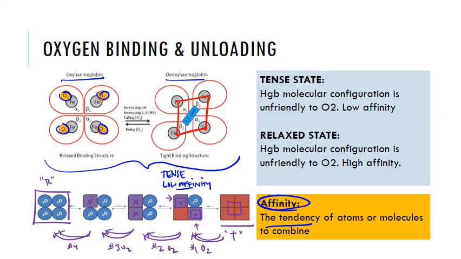So this is not a linear progression of oxygen attachment. This is more of a sinusoidal curve. And it actually has a name. It's called the hemoglobin oxygen dissociation curve. Let's have a look at it.